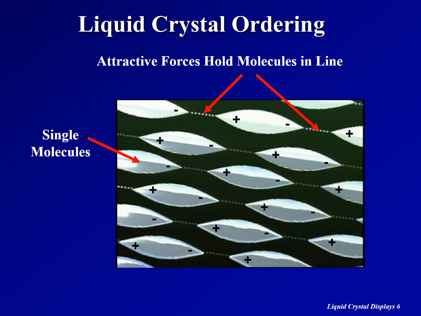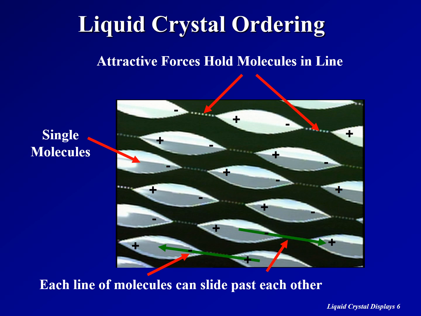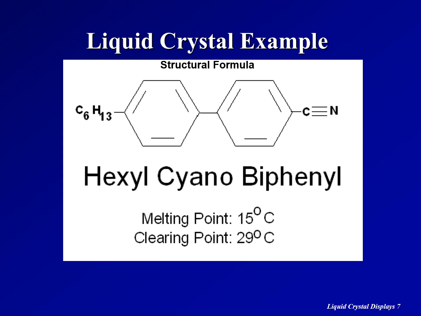This diagram shows how the molecules in the liquid crystalline state are ordered. The molecules act as dipoles, being positive at one end, and negative at the other. The attractive forces hold the molecules close together by their ends, with the negative end of one molecule attracted to the positive end of another. Because the attractive forces are much stronger at the ends of the molecules than at their sides, the molecules can slide past each other.